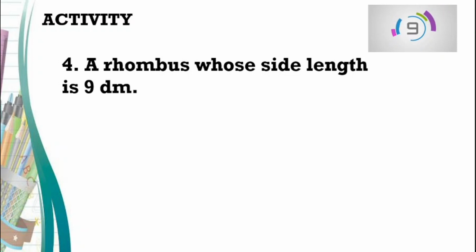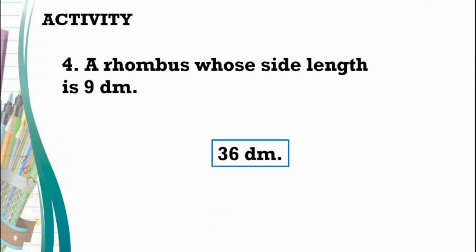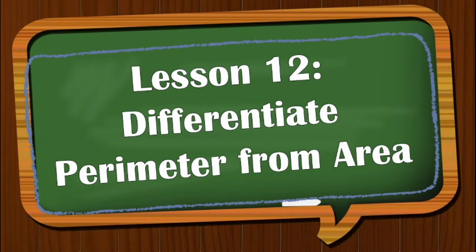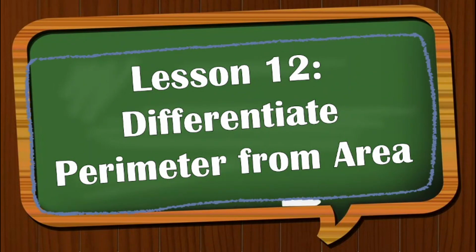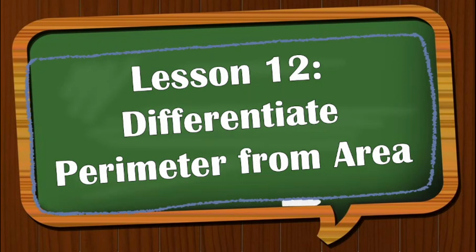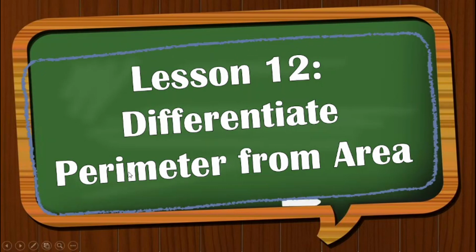You have 10 seconds. Your timer starts now. Okay, time's up. Grade 4 pupils. The correct answer for number 4 is 36 decimeter. Okay, so that would be our activity for today. So let's proceed to lesson number 12 of our lesson for today. This would be differentiate perimeter from area.